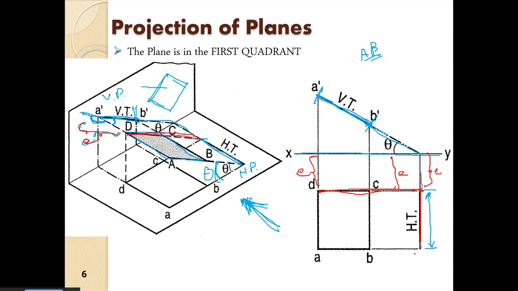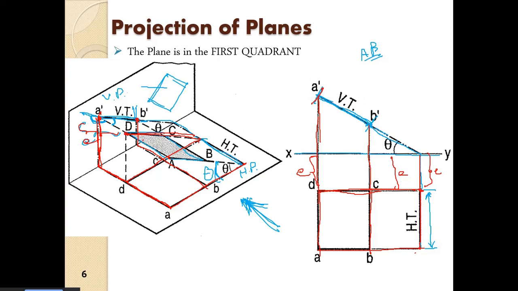Similarly, from here we draw the line AB to the horizontal trace. So we have drawn the line AB to the horizontal trace and DC to the horizontal trace. So these two lines are drawn. Then again from A, we draw the projection. We want to get the projection of C and A and D. So to get the projection of A and D, we draw the line from A dash to A, and we join through D. Again from B dash, we join up to B.